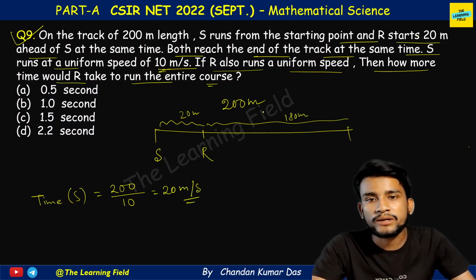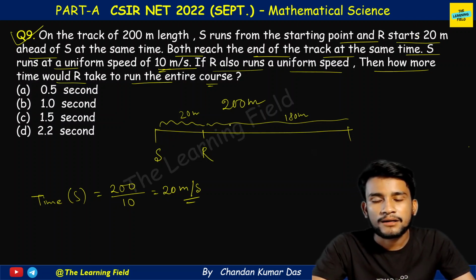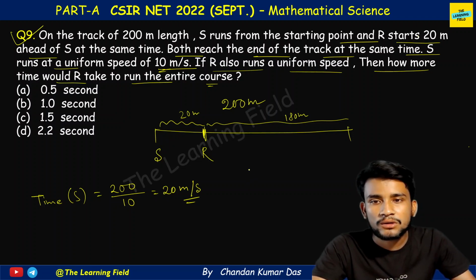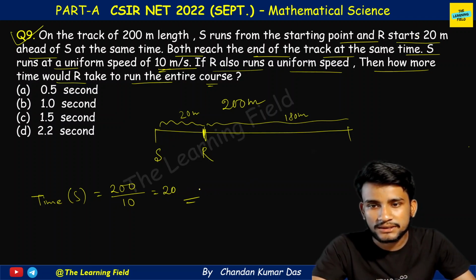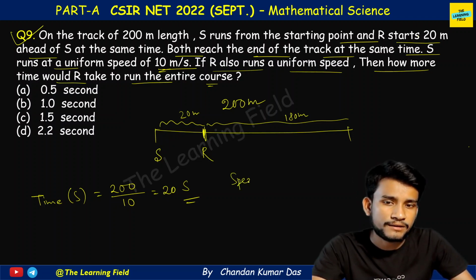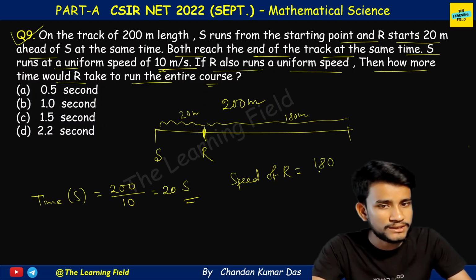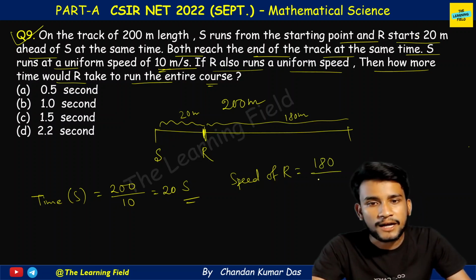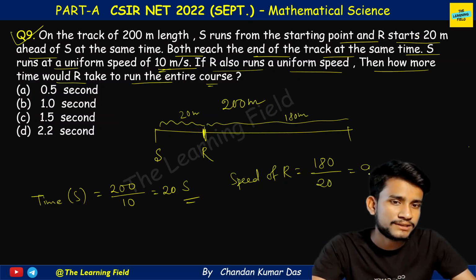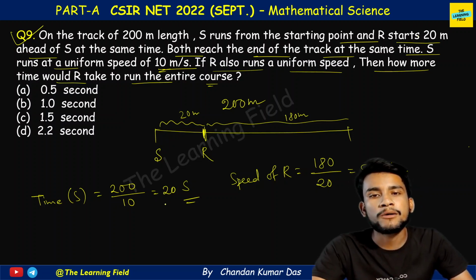So now it says that R covers the 180 meter distance, and R also takes the same time, 20 seconds. Therefore the speed of R is equal to the total distance covered by the time taken, and the time taken by R is also 20 seconds. So 180 by 20 is equal to 9 meter per second. Okay, so this is the speed of R.